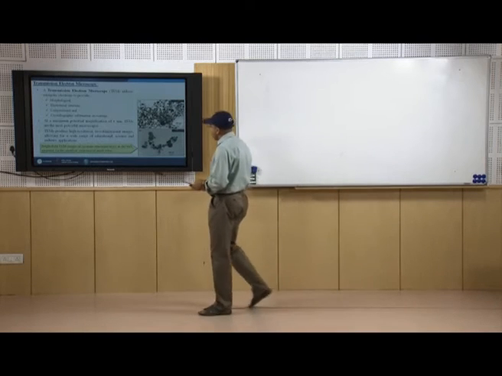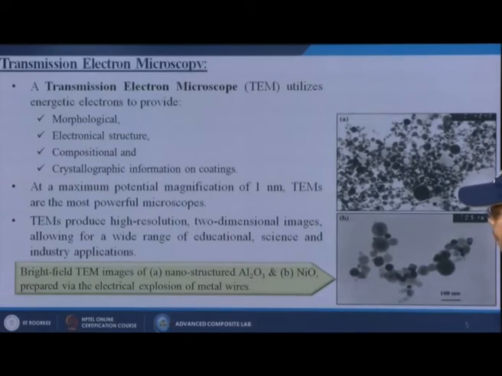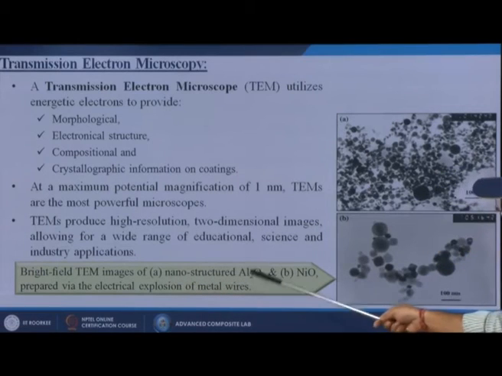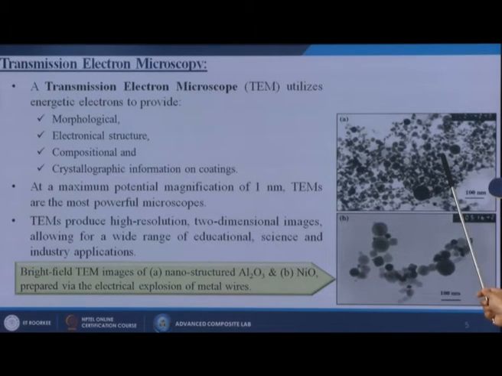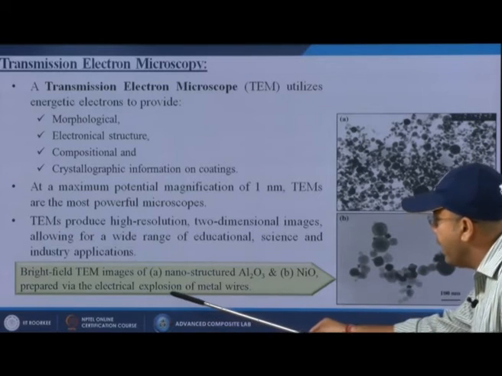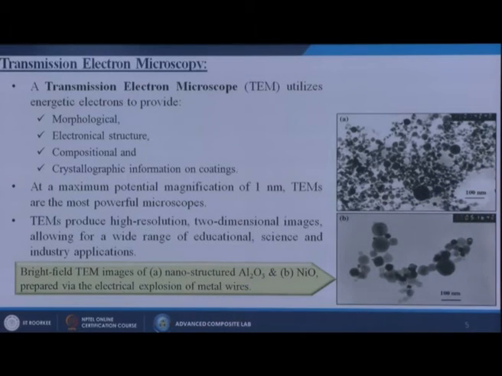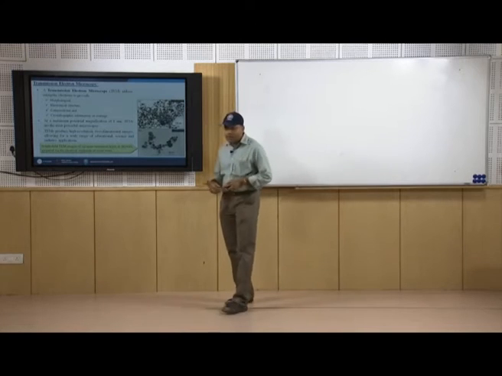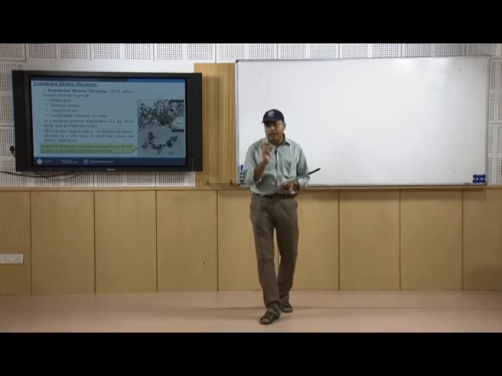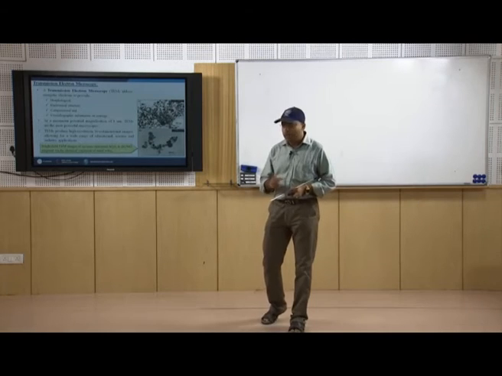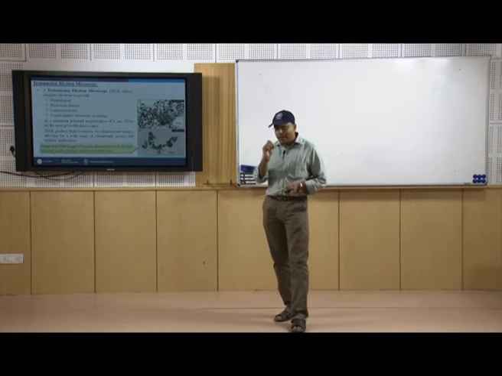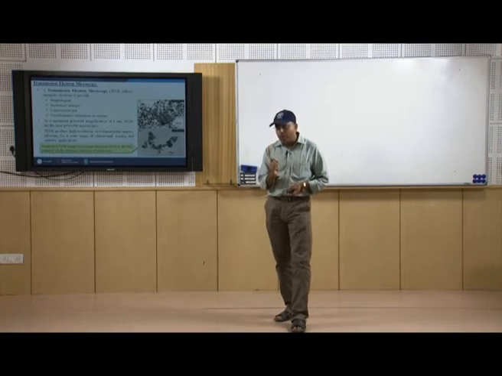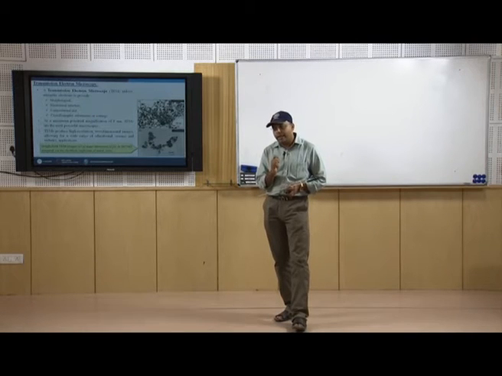So here this is also the example of some samples. So bright field TEM images of A is the nanostructured alumina and B is nickel oxide prepared via the electrical explosion of metal wires, and from this particular figure you can see that 100 nanometer has been written in both the figures. That means in the 100 nanometer range we are taking this kind of image. So any tiny particles, whatever the particles I am using for making these composites, easily I can detect this kind of nanoparticles over there.